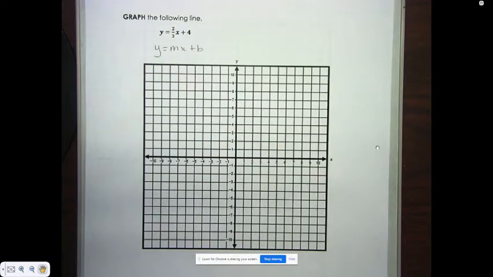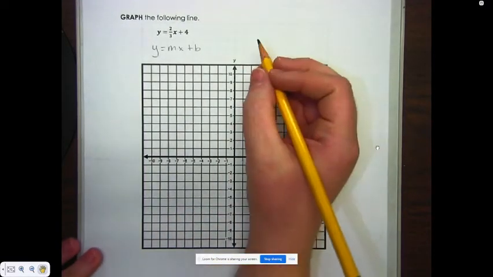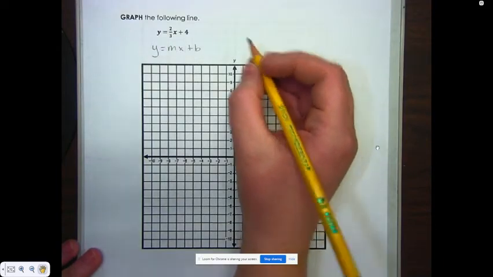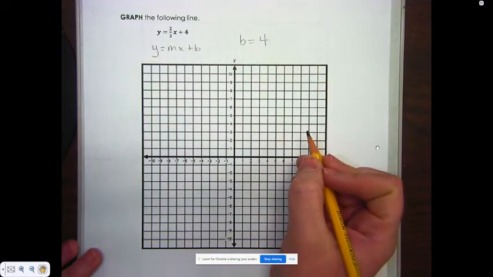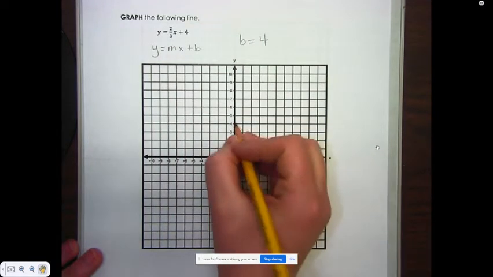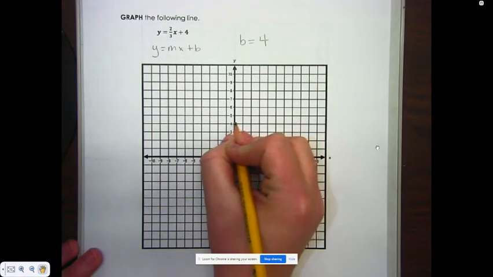So when we go to graph a line that's in this form, the very first thing we want to do is identify and graph the y-intercept. So here, b is going to be equal to 4. That means I'm going to graph 4 on the y-axis because it's the y-intercept. So that would be the ordered pair (0, 4).